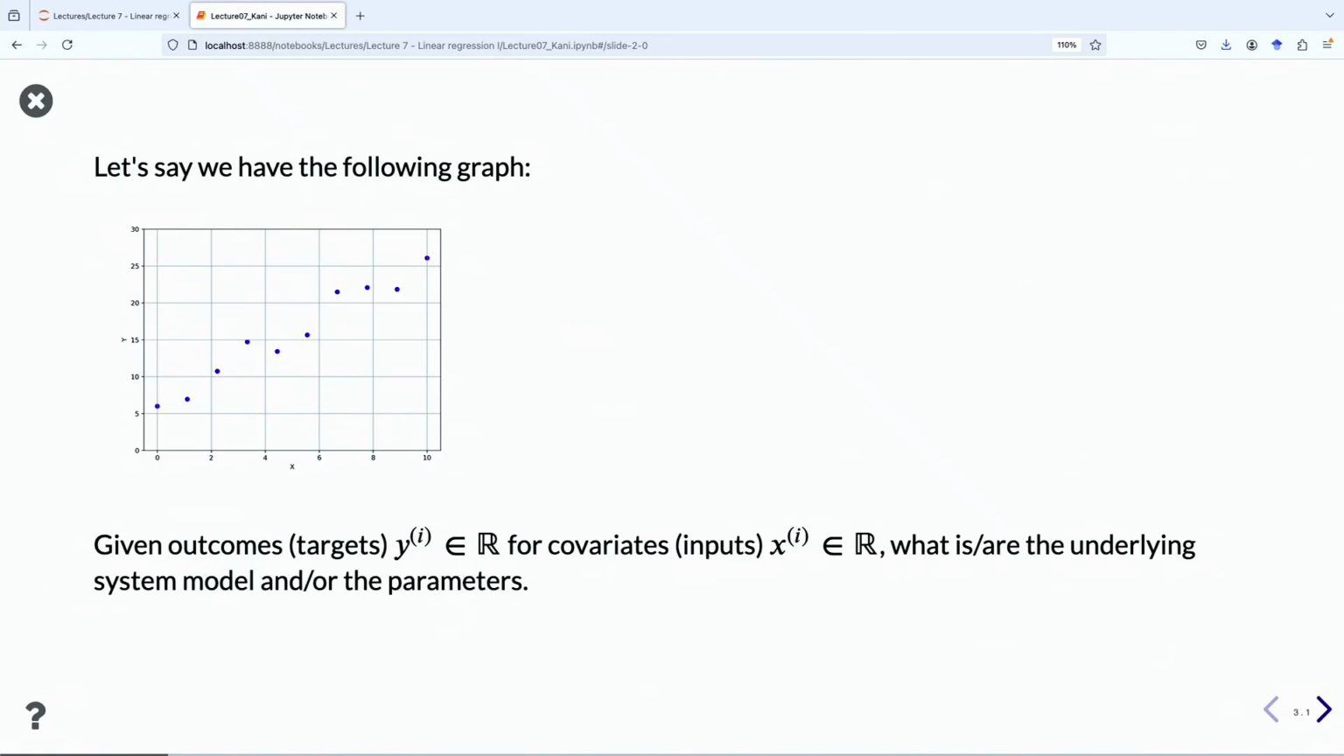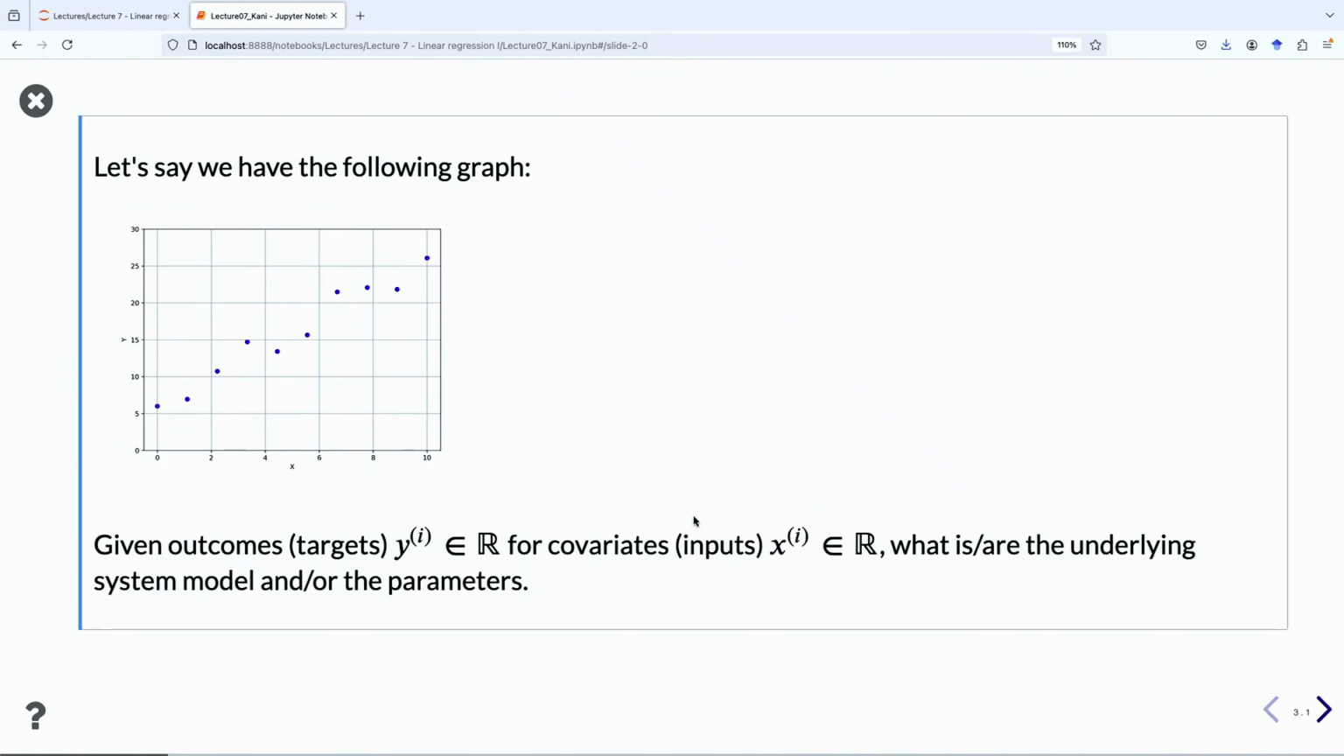So, a few bits of terminology. You have outcomes, also known as targets, that are all real numbers, and covariates, also known as inputs, that are along the x-axis. So you have an input x and an output y. That's what the data tells you, or what you measured, and you plot it here. And you want to create a model that will give you a prediction given the same inputs, right?